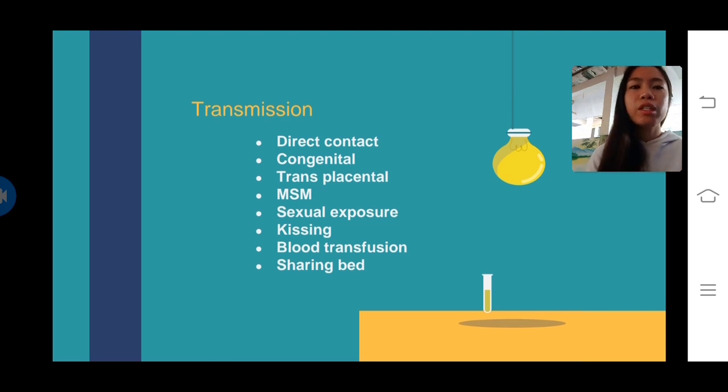So, syphilis can be transmitted through direct contact, congenital, or mother to child during birth, and transplacental, men who have sex with men, sexual exposure, kissing, and in a few cases through blood transfusion and sharing a bed with an infectious individual.